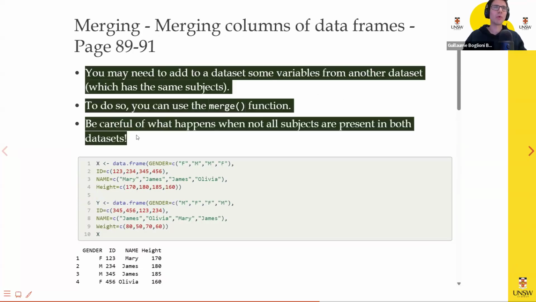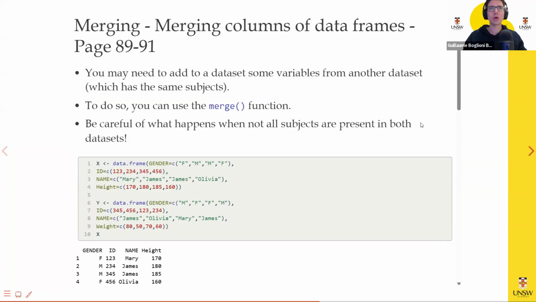Now, be very careful what happens when not all subjects are present in both data sets, because conceptually, what you want is that everybody that's in the first data set is also in the second data set. Then I merge it. But what happens if there's some missing people in the second data set, for example? Let's see.